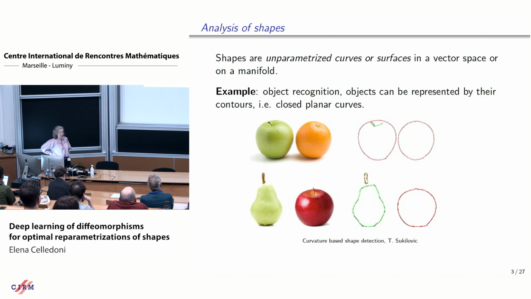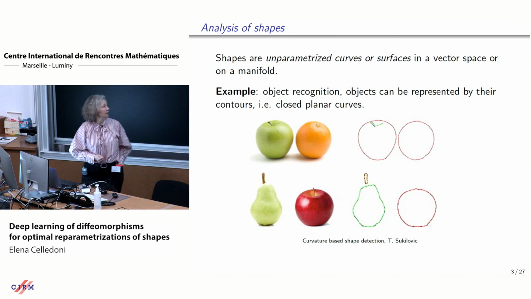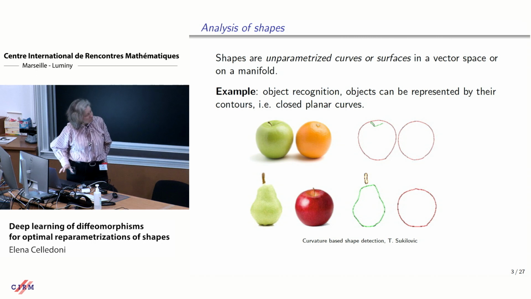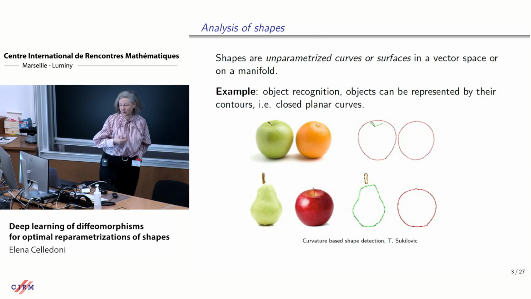Okay, let's start with the motivation. So when we talk about shapes, we can have in mind the following idea. We have images of objects, and we represent them with their contours. And then the contours are what the shape is about. So this is one possible way of thinking. And these curves, they are the shape. They are independent of the parametrization of the curve. They are unparametrized curves.